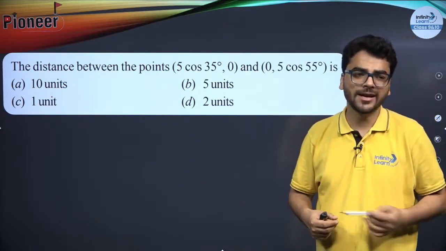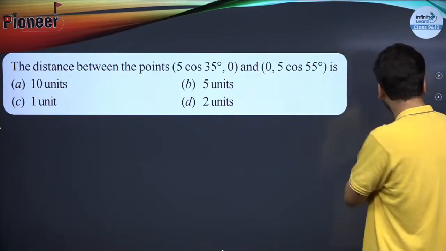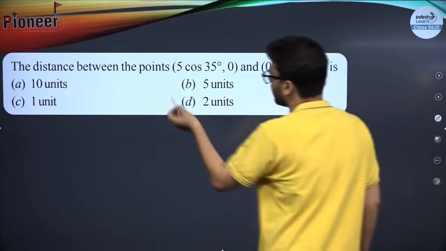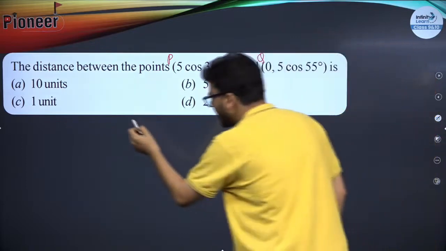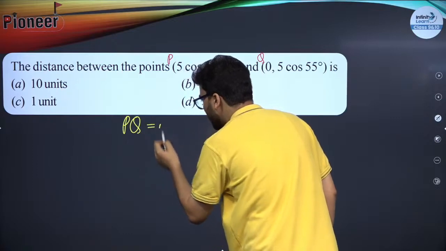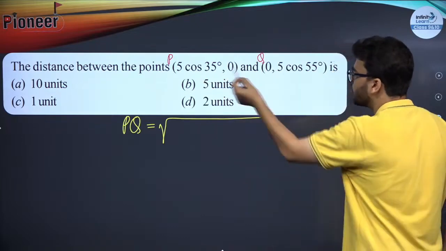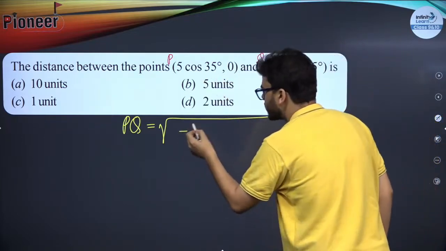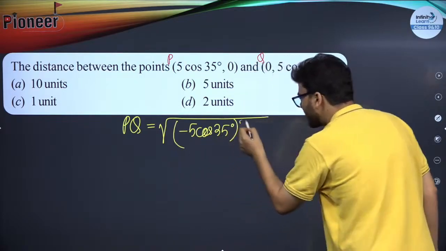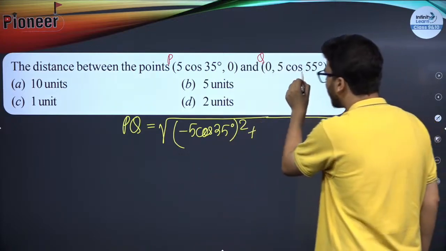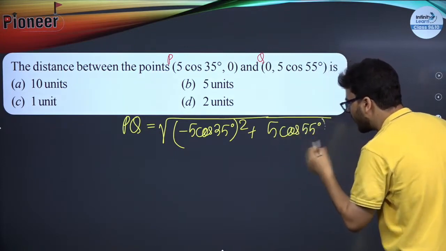Okay. So let's do this question over here. You have to find the distance between these points, guys. Again, using the distance formula only. So just name the points. Suppose PQ over here, right? P and Q. So you have to find the distance between the points P and Q using the distance formula. So it will be square root of, you see, x2 minus x1 the whole square. So 0 minus 5 cos 35 the whole square. So minus 5 cos 35 degree the whole square, correct? Plus y2 minus y1 the whole square. So 5 cos 55 minus 0. So that will be 5 cos 55 degree the whole square.